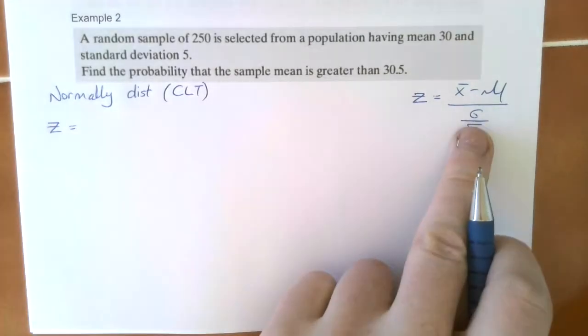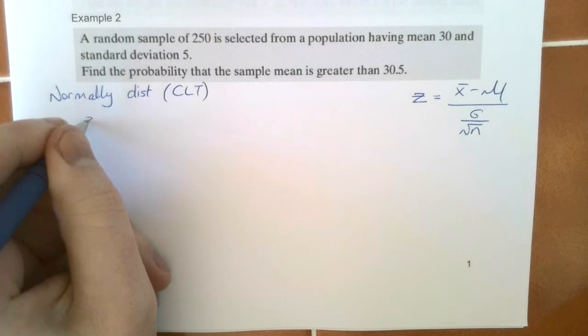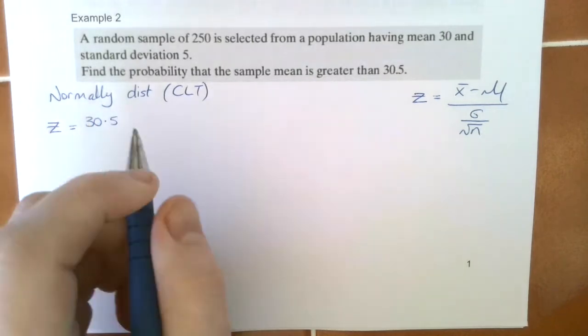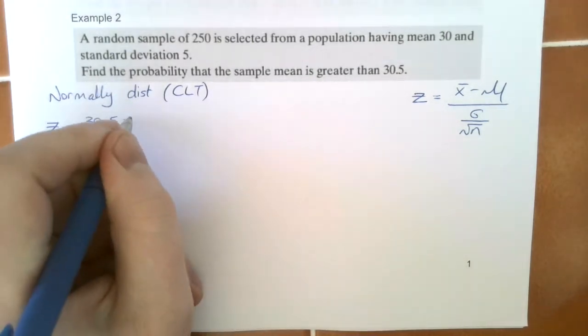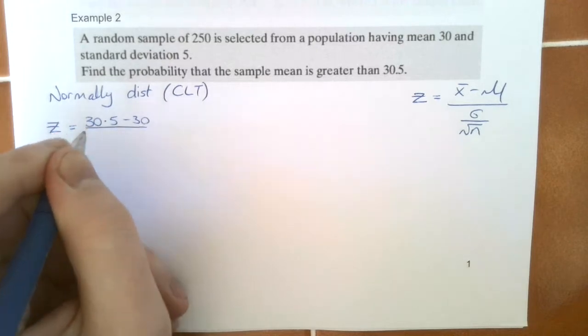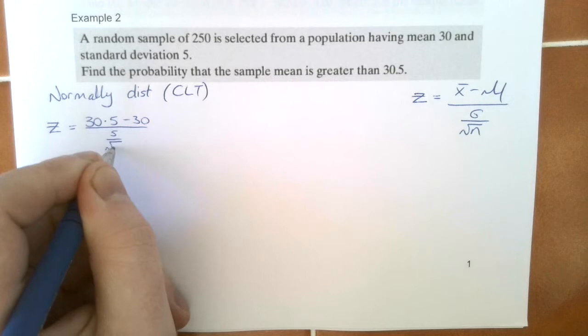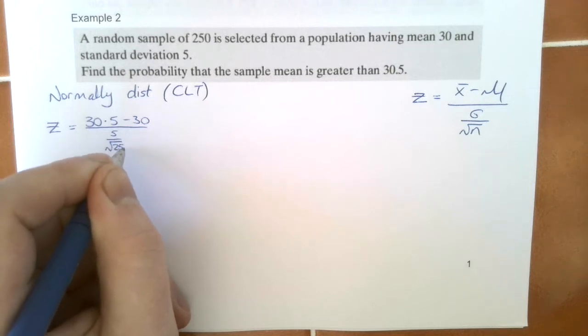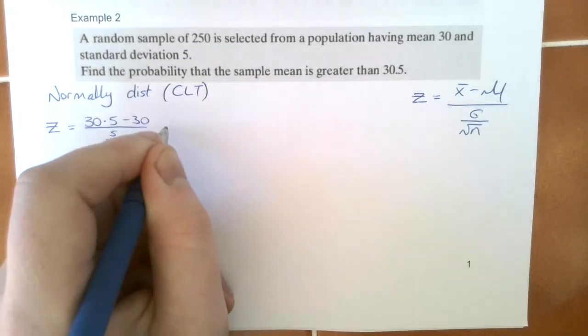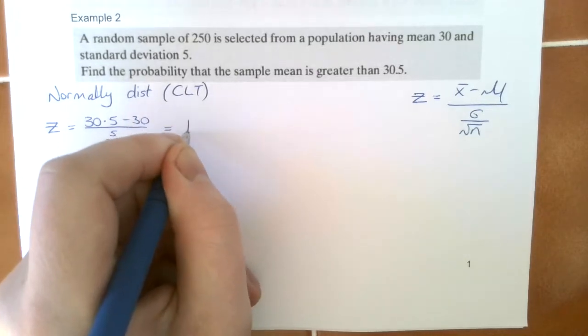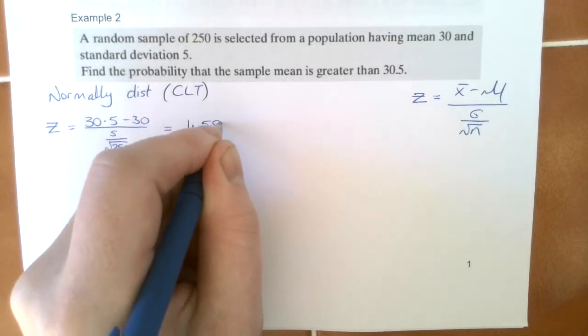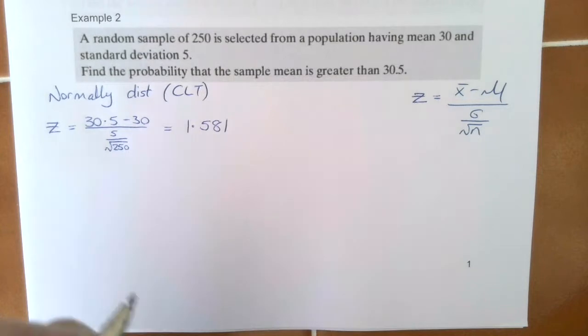So z is equal to this formula. We can fill our values in. It's going to be 30.5 minus the mean, which is 30, all over the standard deviation divided by the square root of n. Then we can put the full thing into the calculator and get our answer, which is 1.581. This is what the z-score is equal to, and then we need to use our log tables to find out what the probability is.